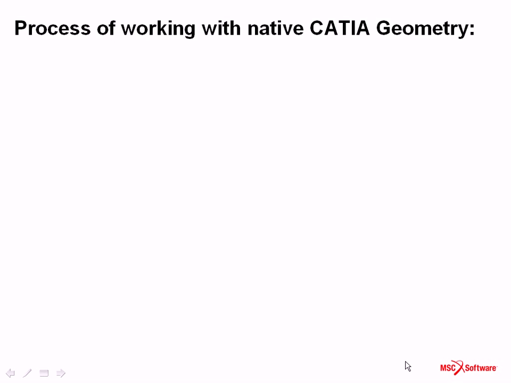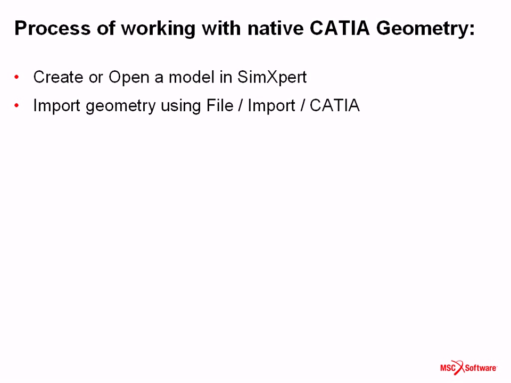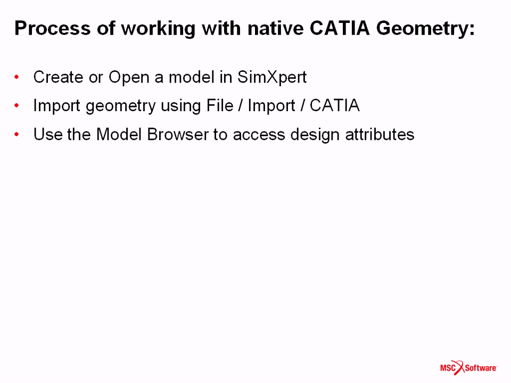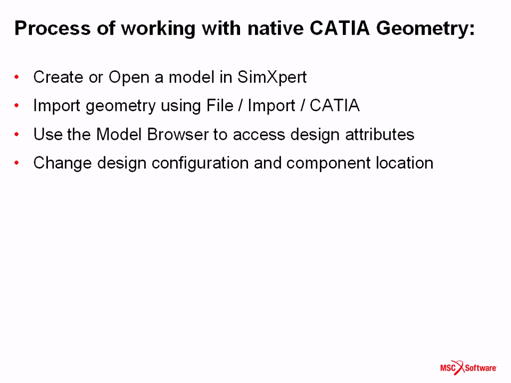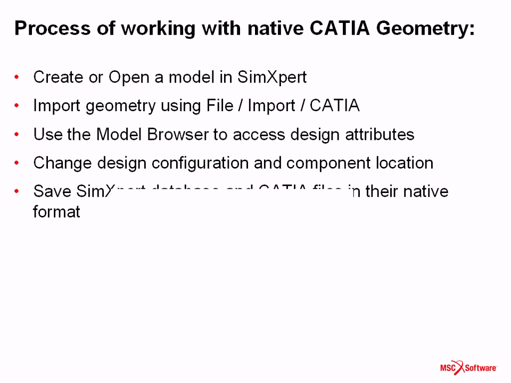The process we will use for working with our native CATIA geometry begins with creating or opening a model in SimXpert. We will then import geometry using the File Import CATIA method, which requires a CATIA license but utilizes the native CATIA format. We'll use the model browser to access design attributes. We will change the design configuration and component location within our model. And finally, we will save the SimXpert database and its CATIA files in their native format.